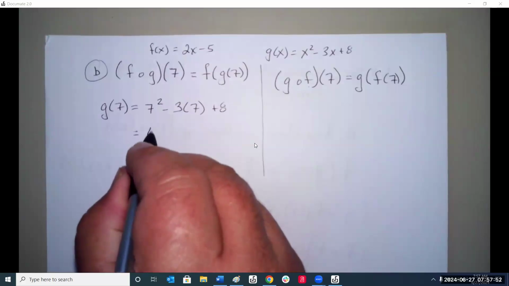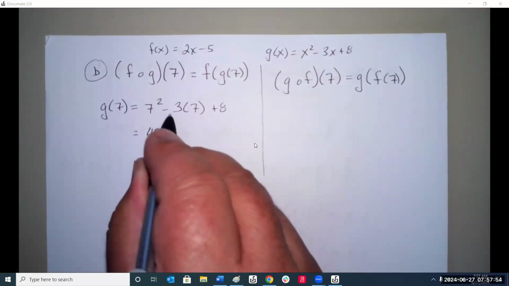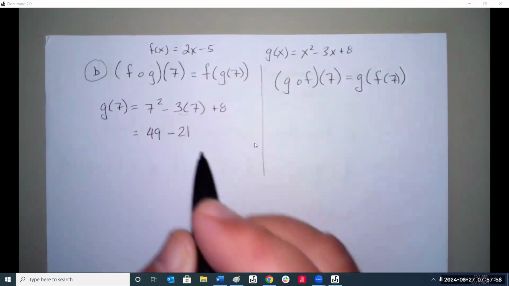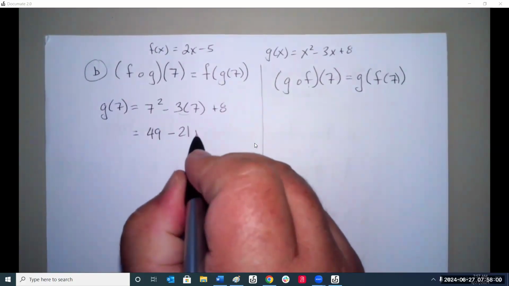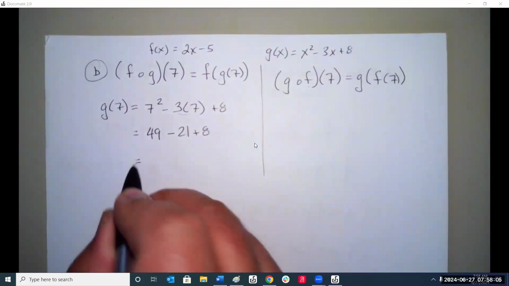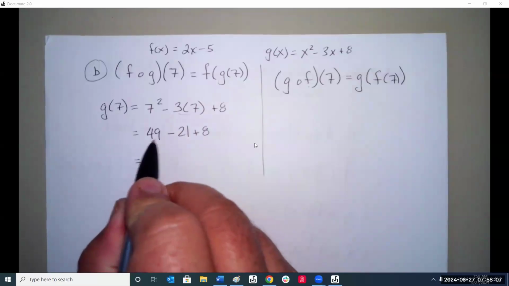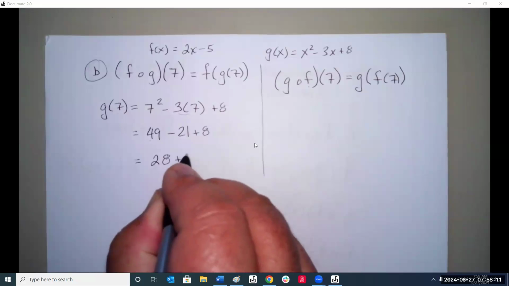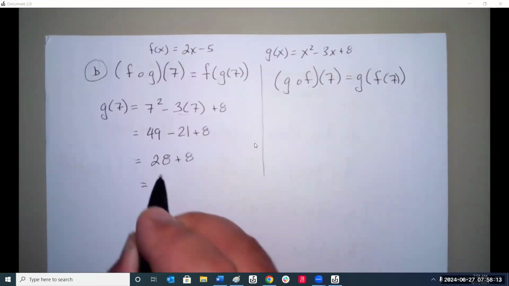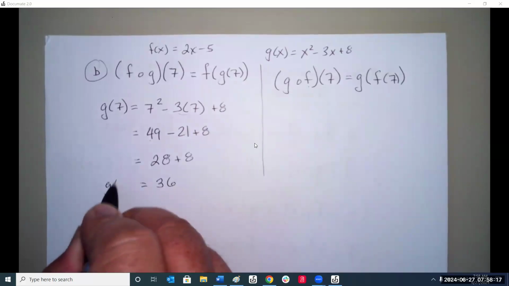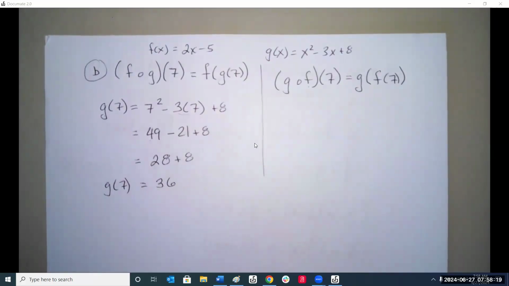7 squared is 49. Negative times positive is negative. 3 times 7 is 21 plus 8. 49 minus 21 is 28, plus 8 makes it 36. So g of 7 is 36.